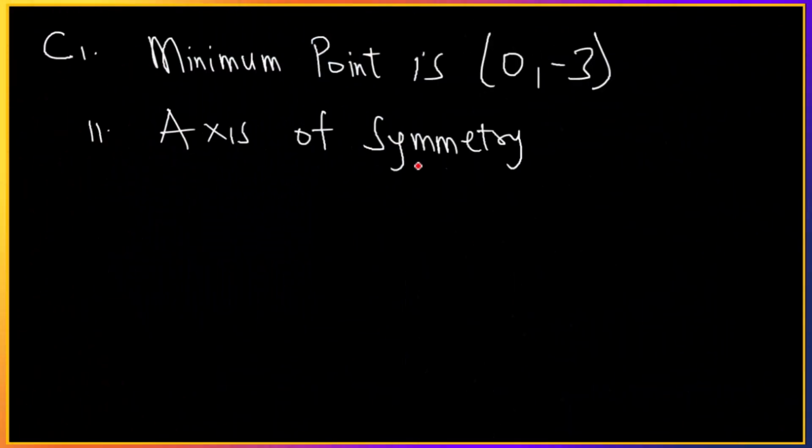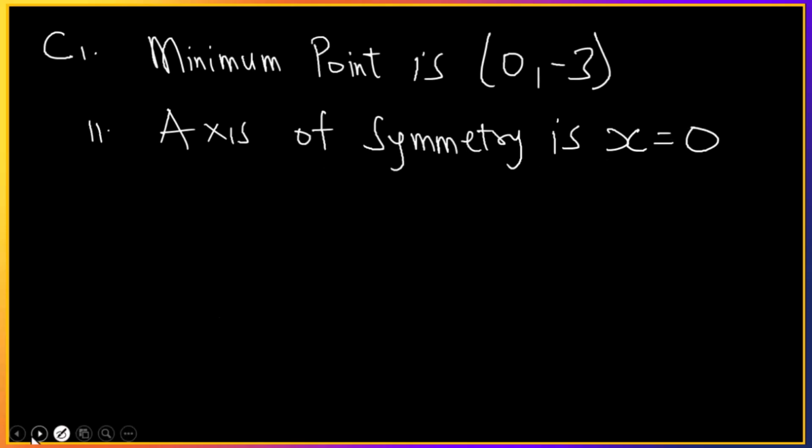So our line of symmetry would be x equals 0. So this is our line of symmetry.